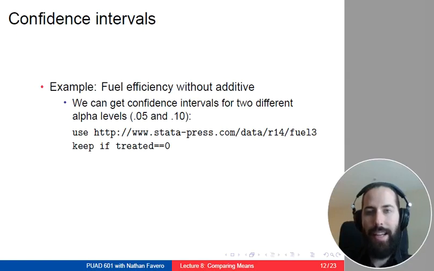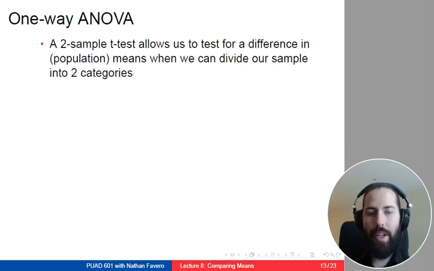All right, that finishes up our discussion of confidence intervals for this lecture. In the next and final video for this lecture, we're going to discuss ANOVA, which is going to let us compare means across more than 2 groups, if we have 3 or 4 groups, for example.